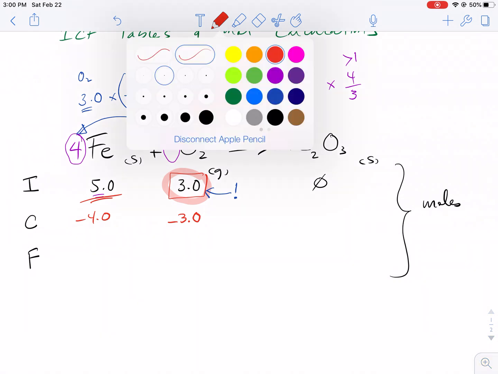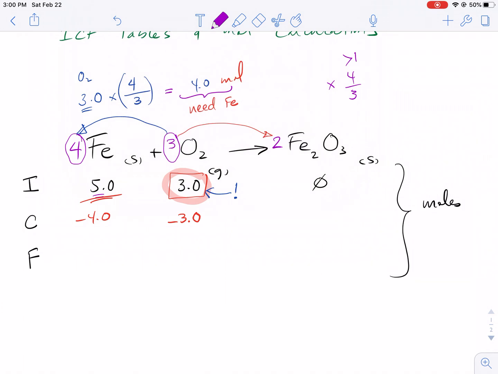Your factor is 2/3. So 3 times 2 divided by 3 is 2, so you're going to make 2 mole of iron oxide. This is a very quick way of calculating, and this is how you got to do these tables. It's the best way to handle this sort of thing.